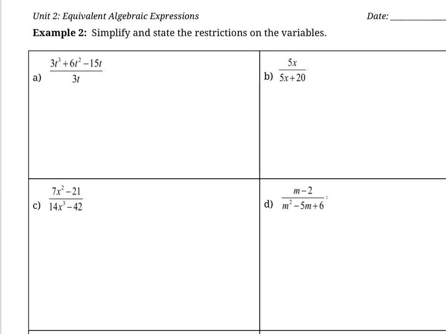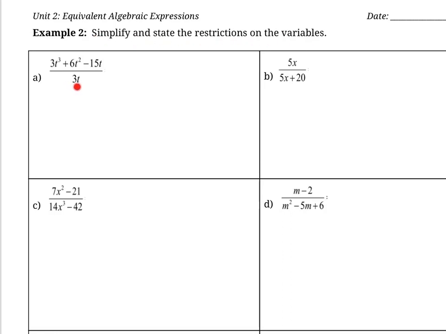So in the next examples, we're going to start simplifying these rational expressions, and we're going to do so with the tips we have on the previous page, which is we're going to factor the numerator, factor and simplify the denominator, and we're going to cross out any common factors in the numerator and the denominator. So we're going to simplify, and then we're going to state the restriction.